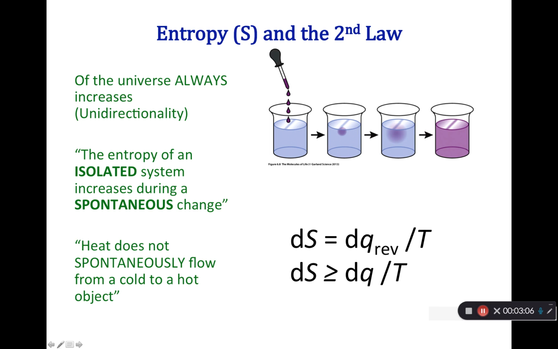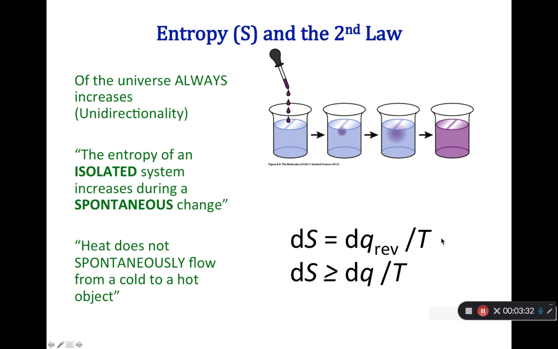There are various statements of the second law, and this slide shows you two of them. The entropy of an isolated system increases during a spontaneous change. Heat does not spontaneously flow from a cold object to a hot object. One of the consequences of the second law is that all heat in a given system cannot be converted to work. Some of it is wasted.